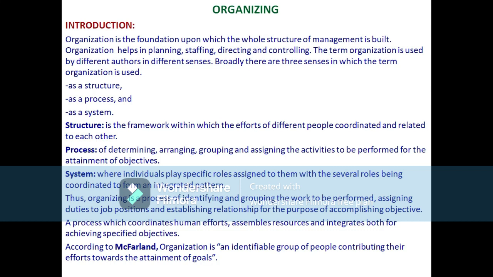And coming to process, process is arranging, grouping, assigning the activities to the people who are to perform them in order to achieve the organizational goals.